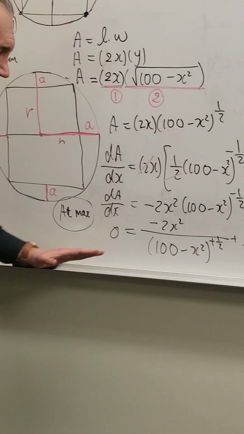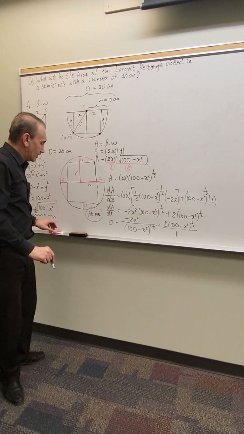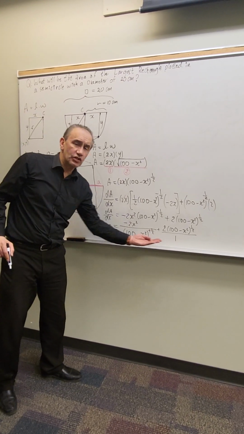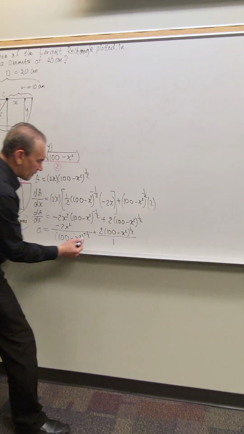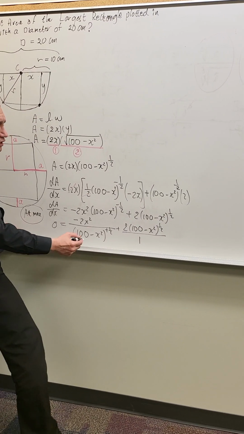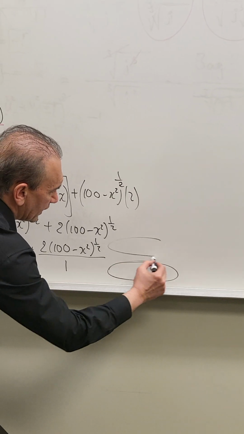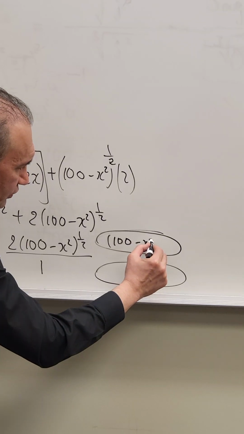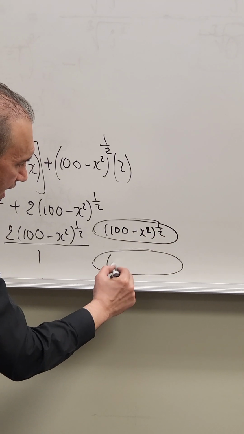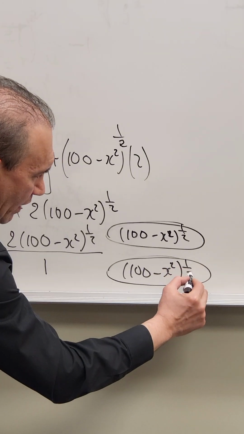Now we are trying to simplify and solve for x. In this situation, we need to have a common denominator. Having the common denominator, we need to multiply the bottom and the top by this term here to make a common denominator. So I'm going to write it down inside the circle. The top and the bottom are going to be multiplied by (100 minus x squared) to the power of 1/2.